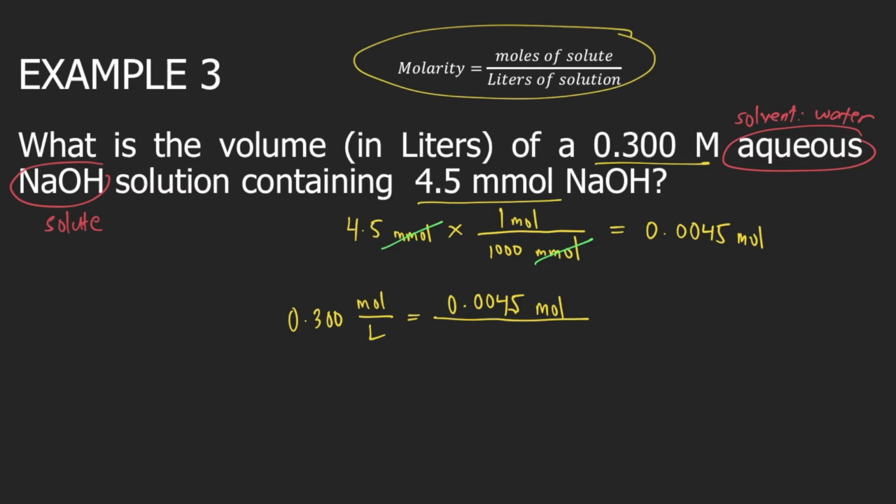And on the denominator, liters of solution. We are not given the liters of solution, so just write liters of solution. If you want to solve for the liters of solution, you multiply both sides of the equation by the liters of solution.